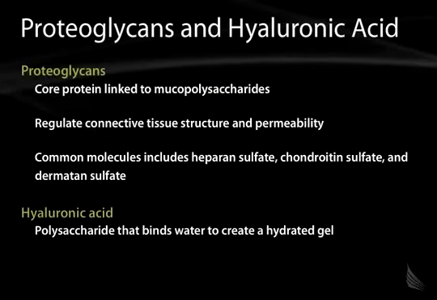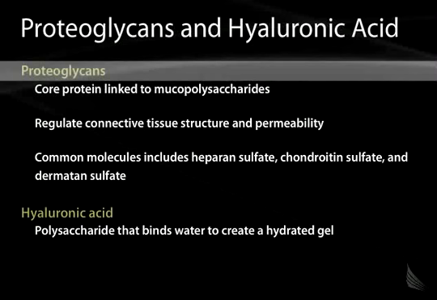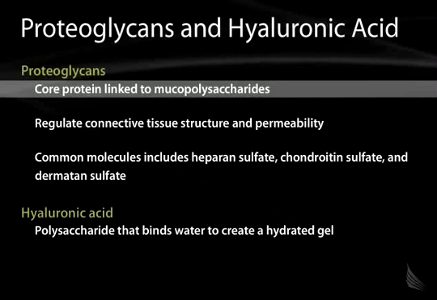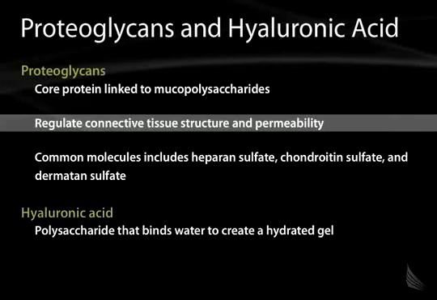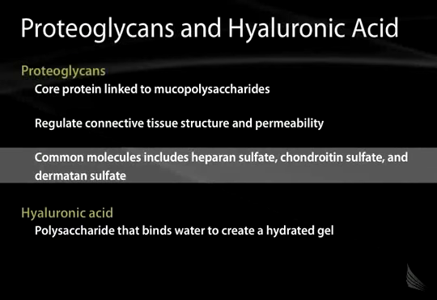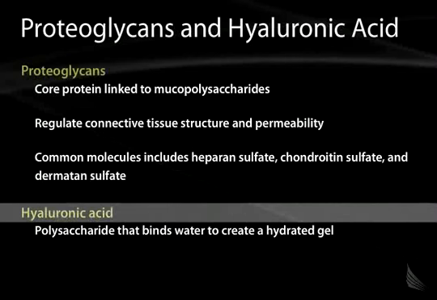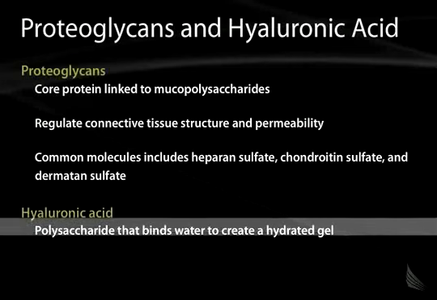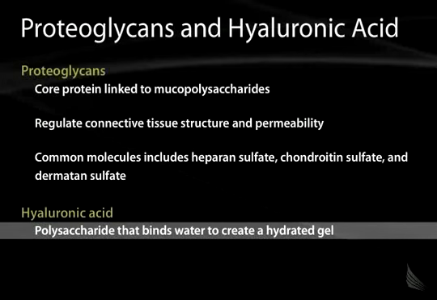Another component of the extracellular matrix are proteoglycans. And these are proteins that have a very large carbohydrate component to them. We learned a little bit about these in biochemistry. So you have a core protein and you have polysaccharides extending from that surface. And these are important because they regulate the structure of connective tissues. Common proteoglycans include things like heparan sulfate, chondroitin sulfate, and dermatan sulfate. Hyaluronic acid is a specific proteoglycan, which is a polysaccharide that binds to water to create a hydrated gel. And that's really important, for example, in the cushioning effect of cartilage.